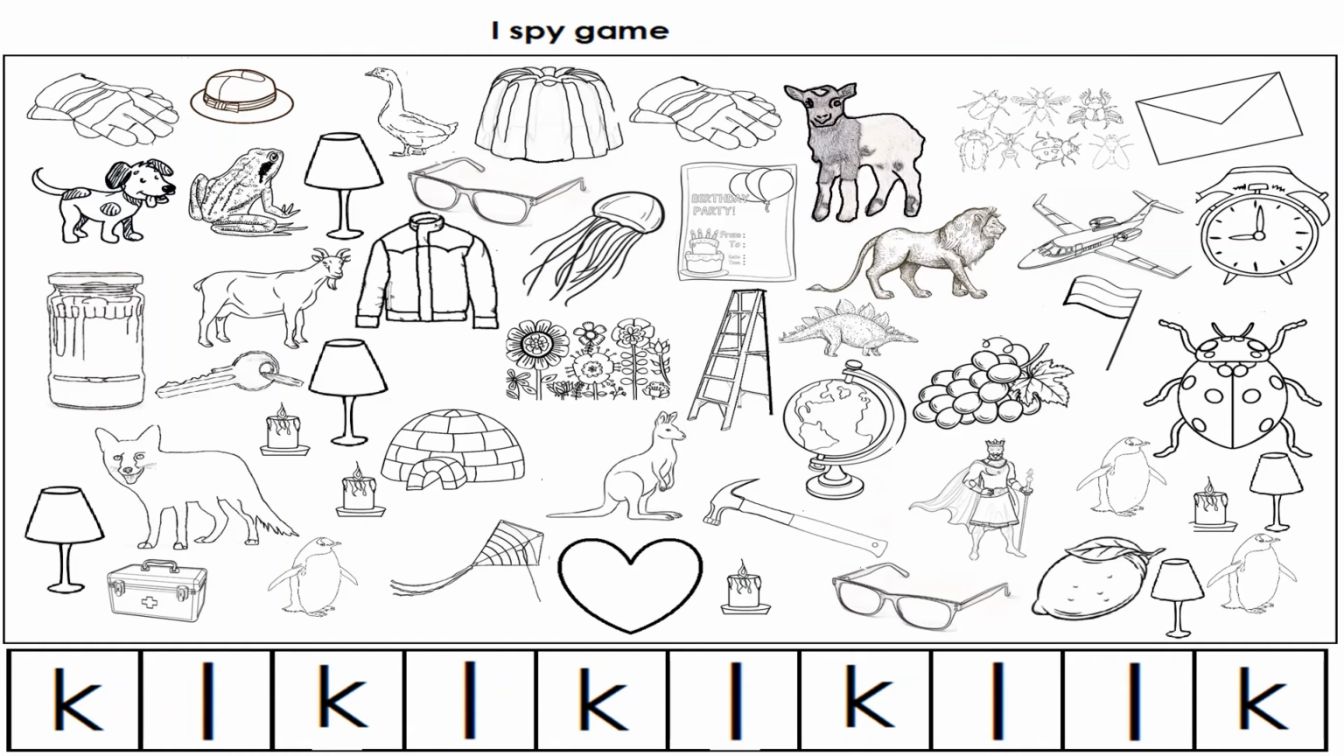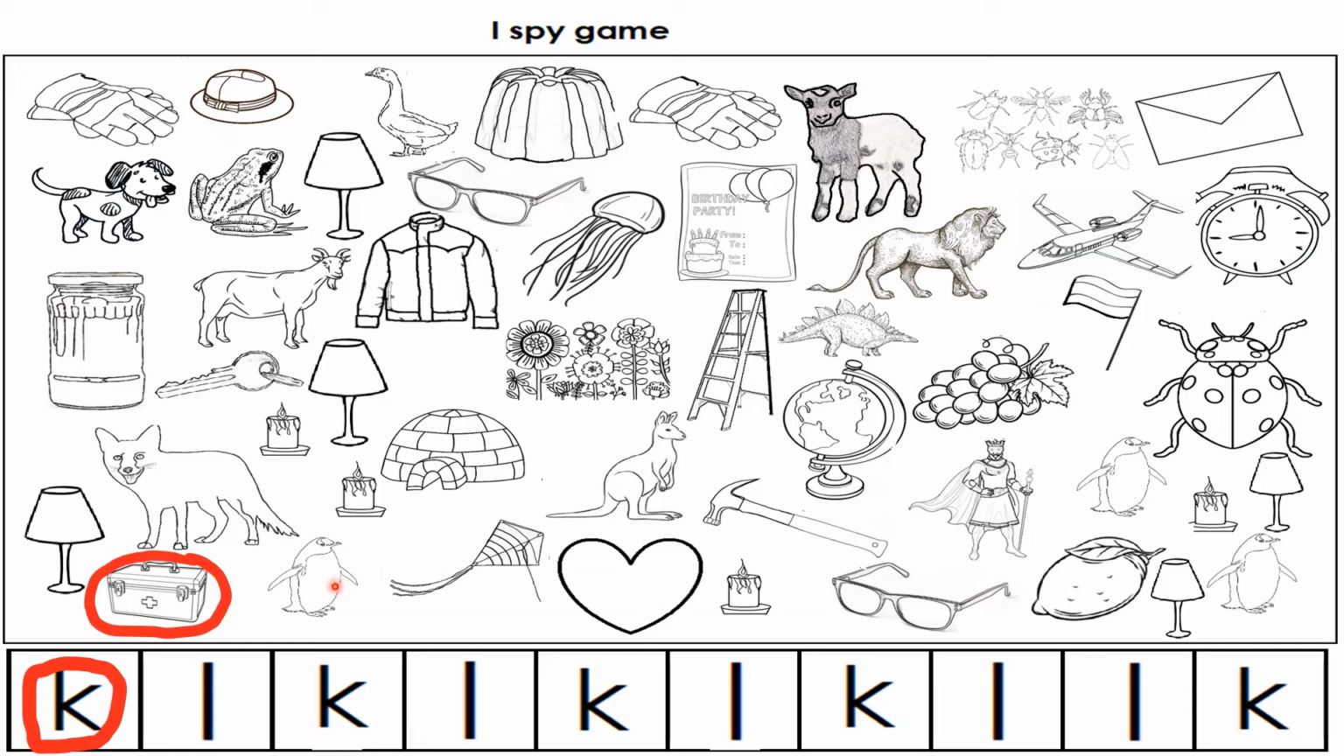Let's play I Spy game. I spy with my little eye something start with K. Let's find something start with K. Do you see anything start with K? Oh, here. Kit. K. It. Kit. We are done with this. We are going to circle it now.